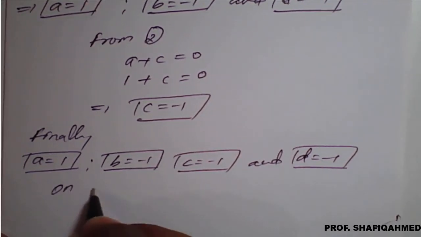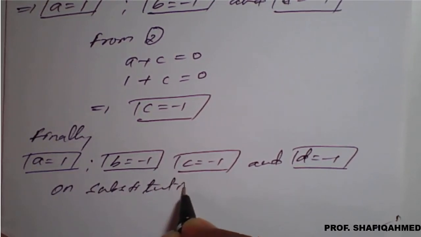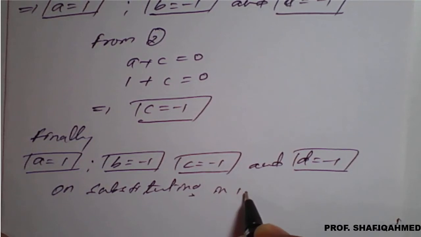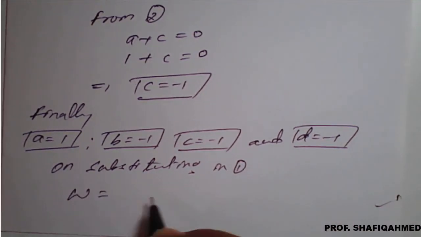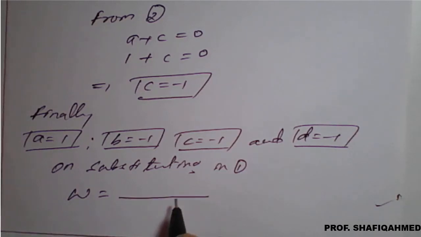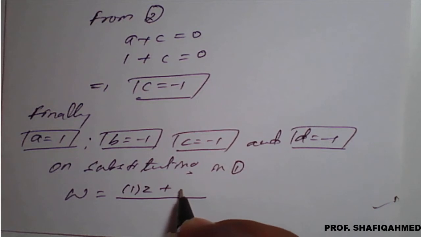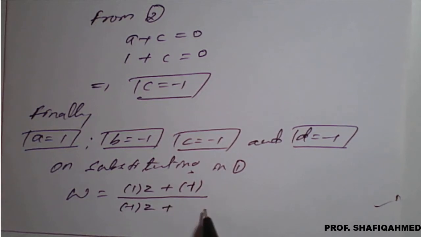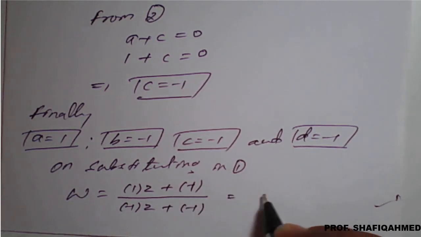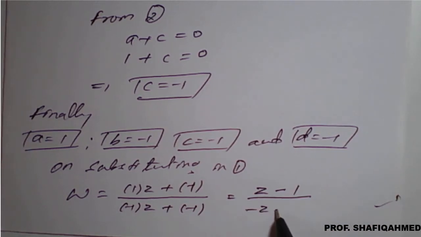So on substituting in 1, we'll see what happens. It will become W is equal to, A value is 1, so 1 into Z plus B value is -1, divided by CZ, C value is -1 into Z plus D value is -1. Which is nothing but Z - 1 divided by -Z - 1.